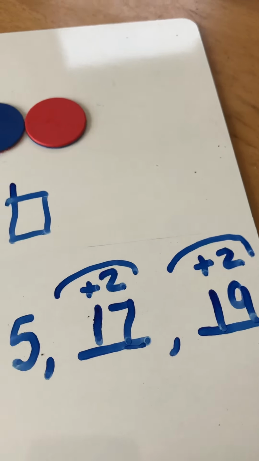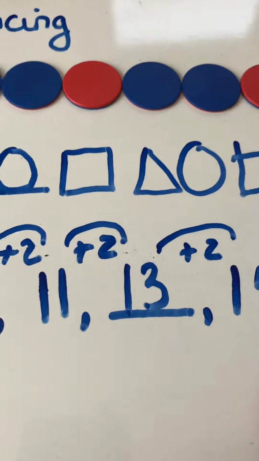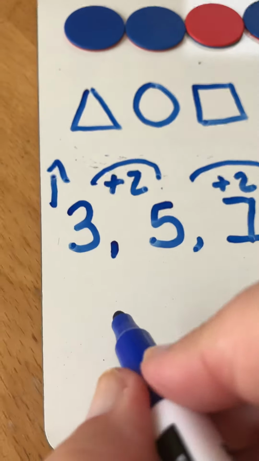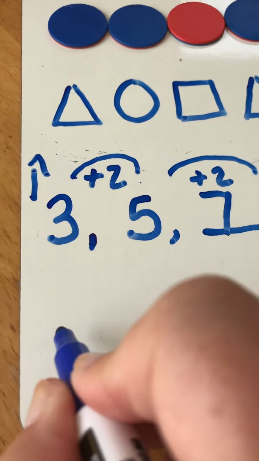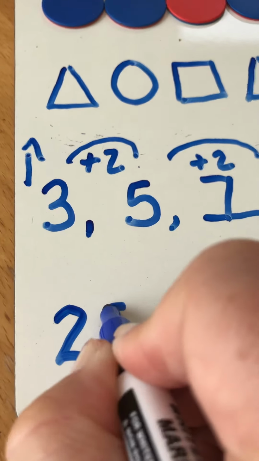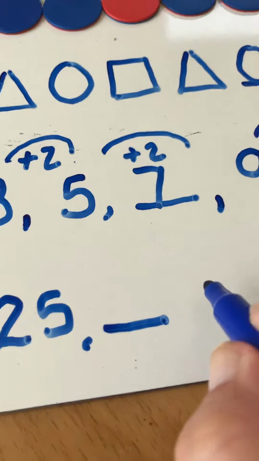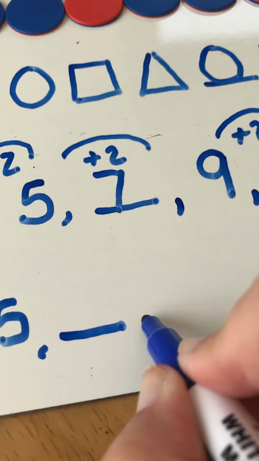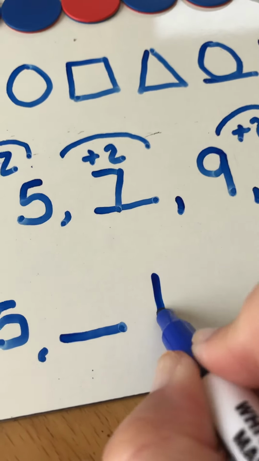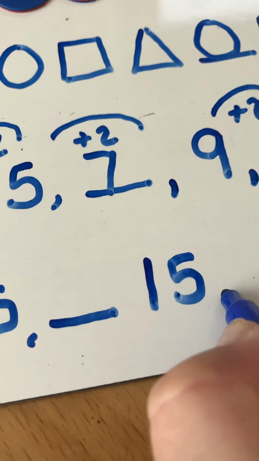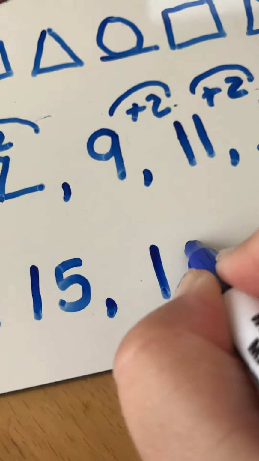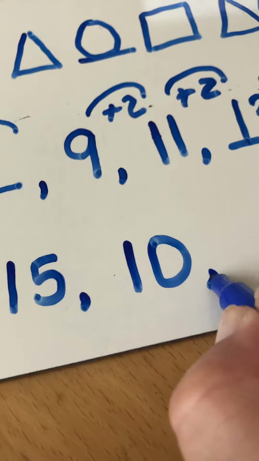So what if we have a different pattern? Let's see. I'm going to have a pattern that starts with 25, and then I'm going to have a gap, and then I'm going to have 15 and 10 and another gap.